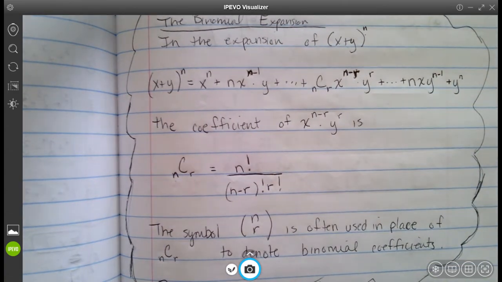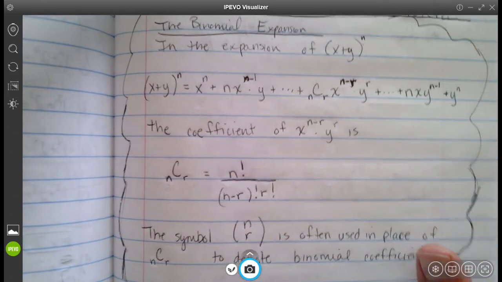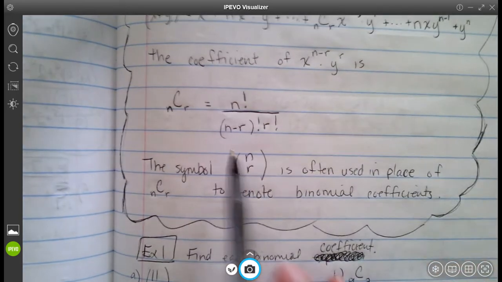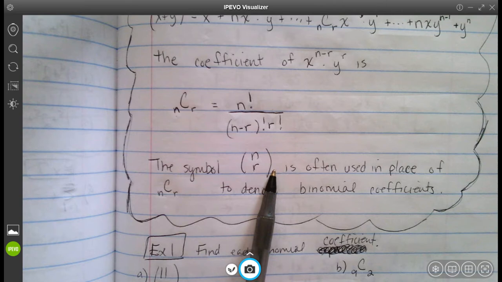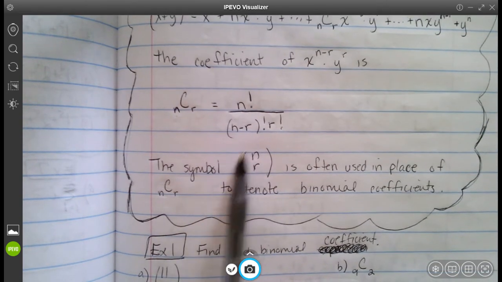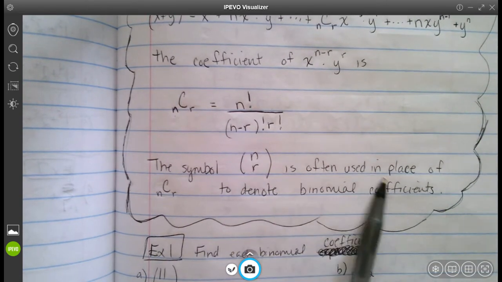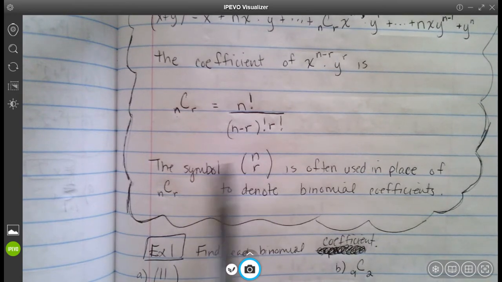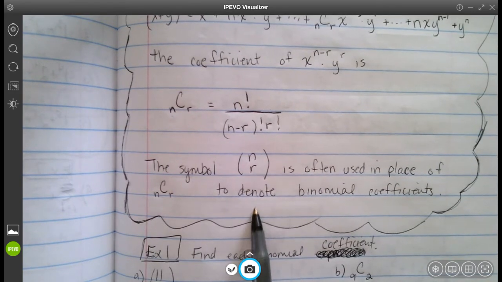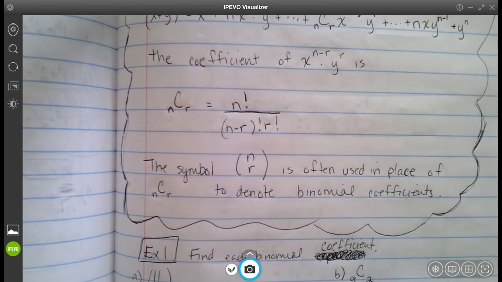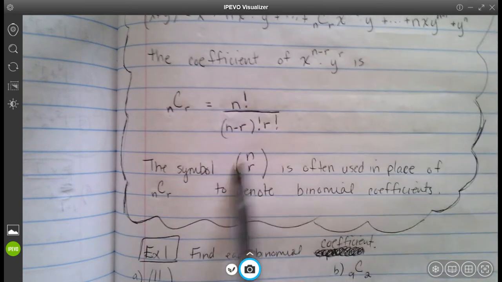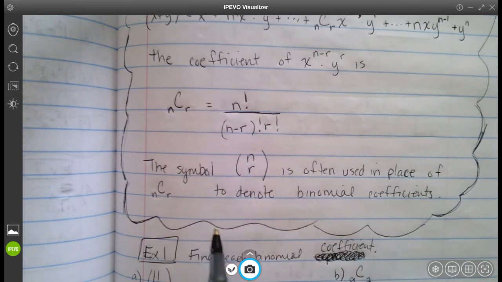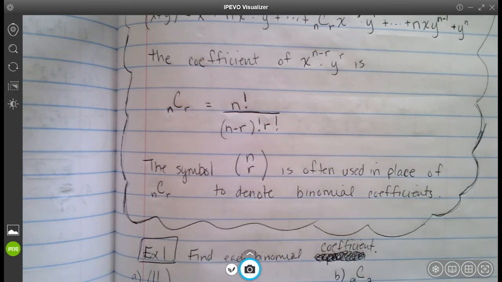So let's just jump right into it. We have the following symbol. I like to say n choose r because it's going to lead into our next section on probability, but for now, we'll just look at it like nCr. It's often used in place of this, so these two things mean the same. We use these to find the binomial coefficients. It gives us the coefficient for this expansion, given these two numbers.